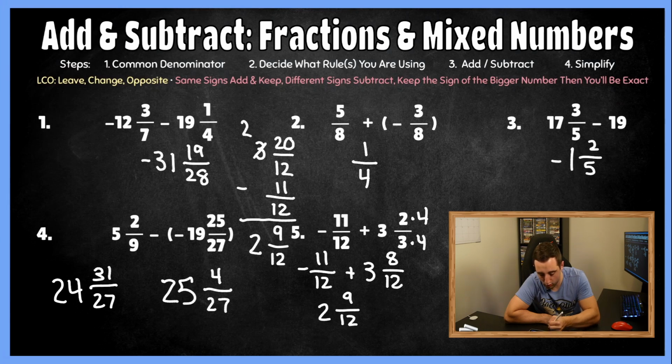Now we can simplify this a little bit. 9 and 12 are both divisible by 3. So our actual answer is going to be 2 and 3/4, and it's going to be positive because we keep the sign of the bigger number, and 3 and 8/12 was bigger and positive, so our final answer is going to be positive as well.